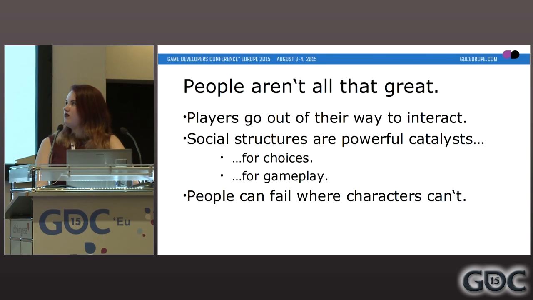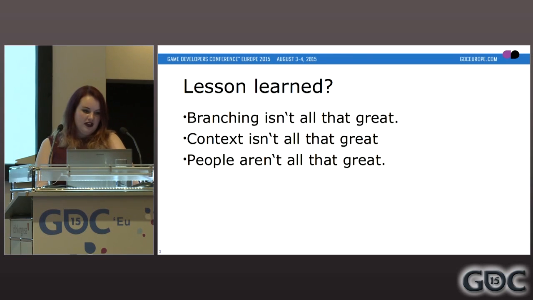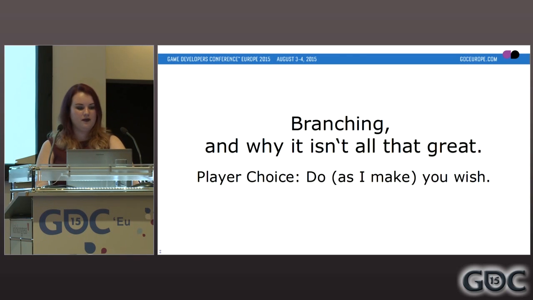So these three lessons are pretty much what I've learned. And I don't know, do they really tell us what to do with games? Branching isn't all that great. Context isn't all that great. People aren't all that great. Does that mean we can't tell any stories at all? Because those are pretty much the pillars that we usually build stories on. Well, I think each of them is actually a strength if we look at them a bit more closely.